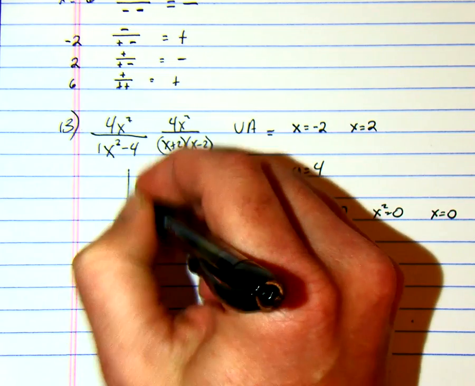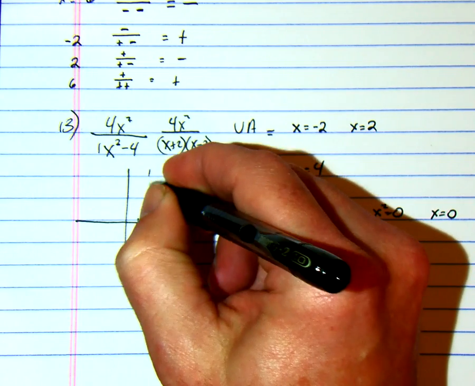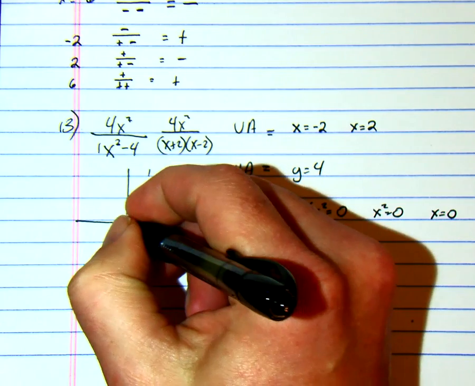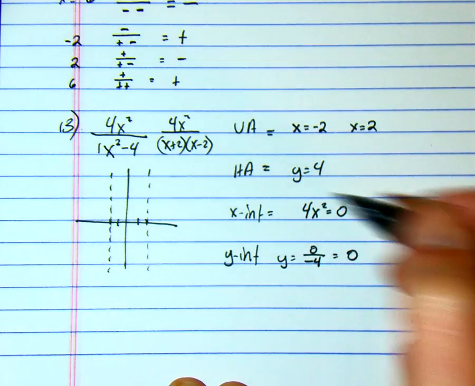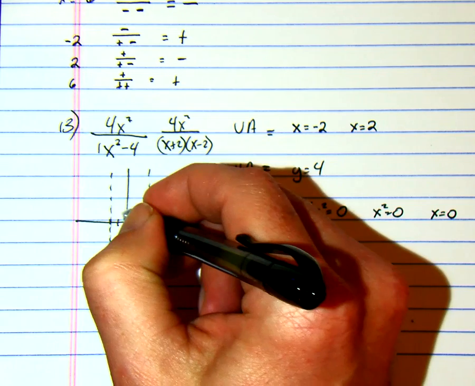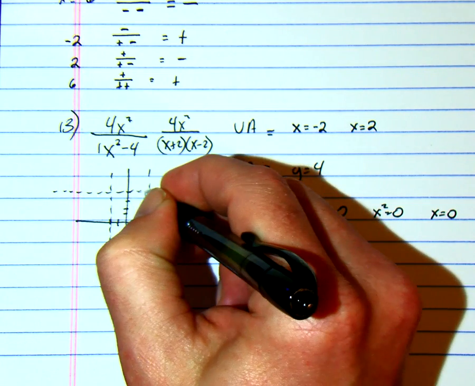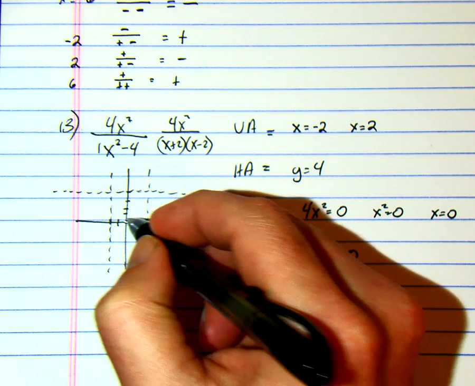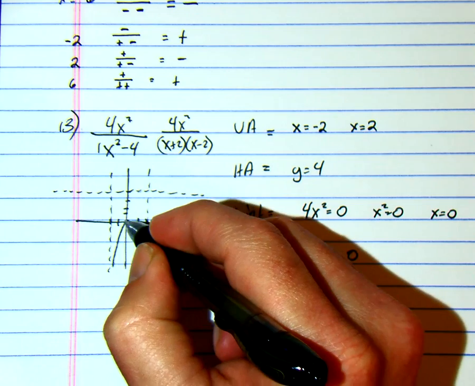So now we have all the parts we need to graph this. We have a vertical asymptote at 2, another vertical asymptote at negative 2, and a horizontal asymptote at positive 4. And that's what allows this problem to be so much nicer. Okay? And the fact that I know my vertical asymptotes, my horizontal asymptote, and that my x and y intercepts are 0.